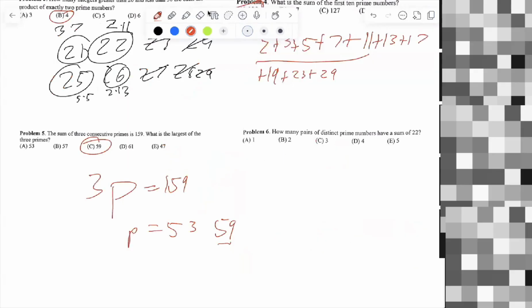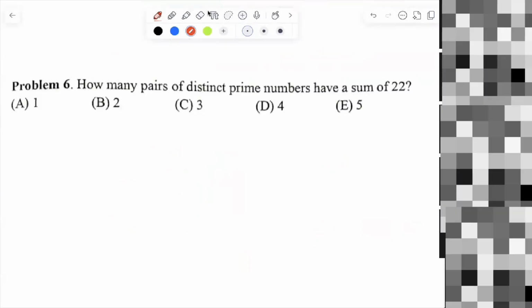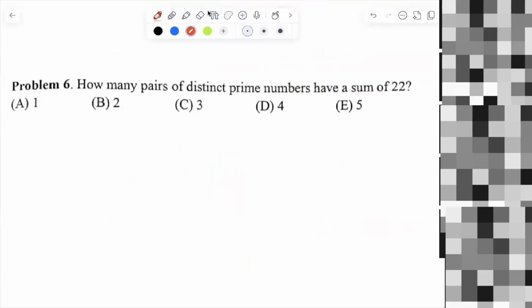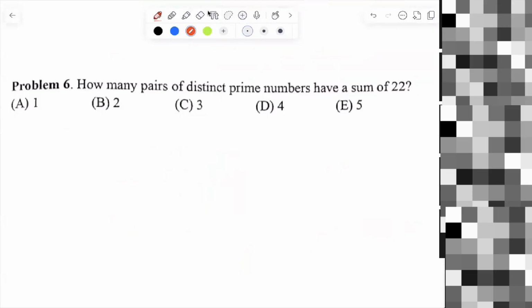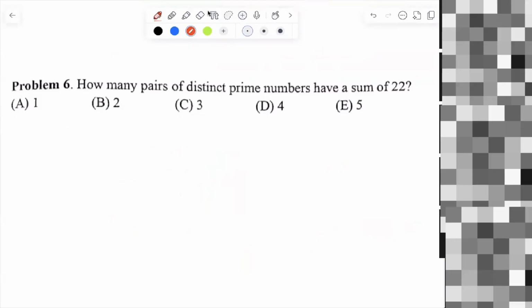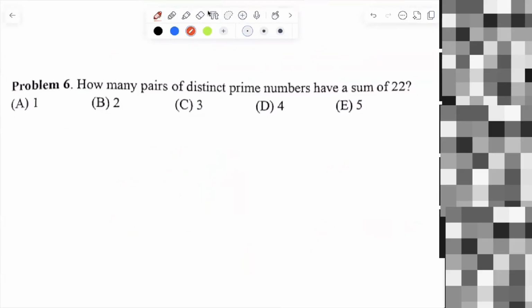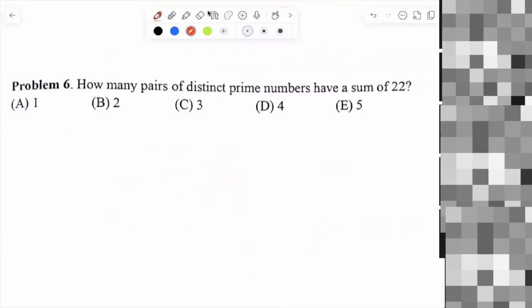Alright? Now let's move on to problem 6. How many pairs of distinct prime numbers have a sum of 22? Now, how do we get this? Well, that's going to be coming from two evens or two odds. But you want distinct prime numbers. So we know 2 is not in it. Now we only want odd prime numbers.